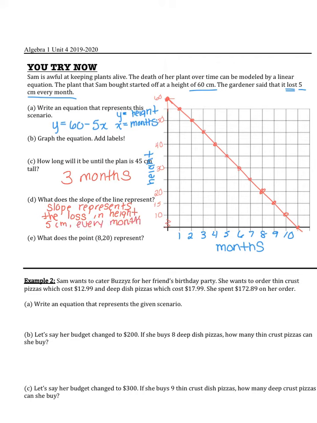And then finally, what does the (8, 20) represent? That represents that after 8 months, the plant will have a height of 20. 20, what is it, centimeters? Yep, there we go.